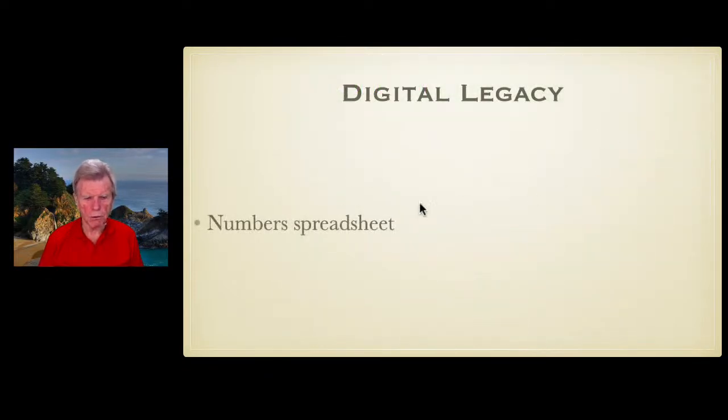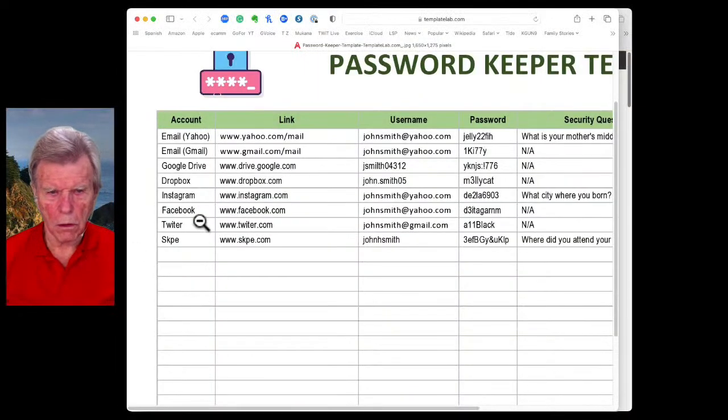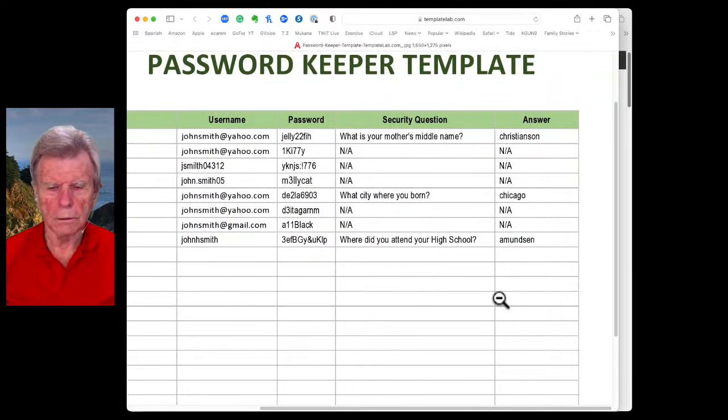So some other examples of setting up a Numbers spreadsheet for your passwords would be here. Here we have the account name, the URL or web link, your username, your password, and this one includes security question, which is certainly an excellent idea. Again, you can put those in the notes in 1Password. And then, of course, the answer to the security question.